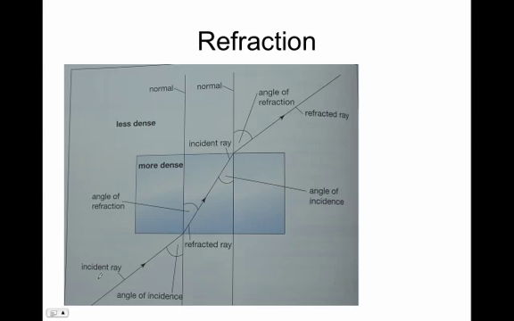So let's look at it again. Let's say a ray of light comes in to a more dense medium. It's going to slow down, so it bends towards the normal line, which means this is I, the angle of incidence. This is R, the angle of refraction. I here will be bigger than R, and then it leaves the substance.